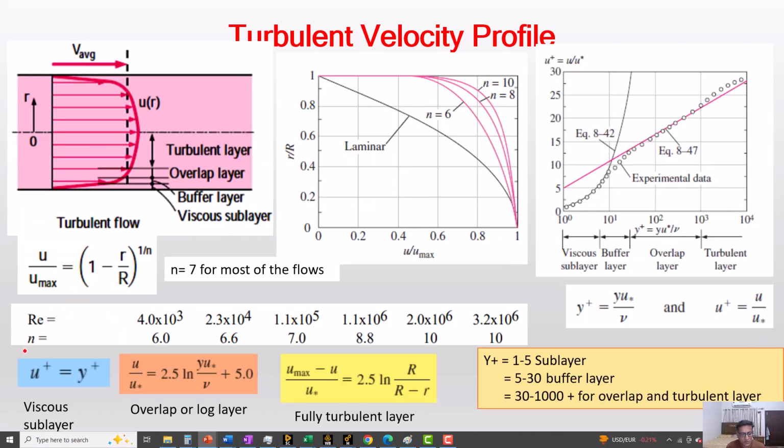So the equations for the viscous sublayer are these ones.